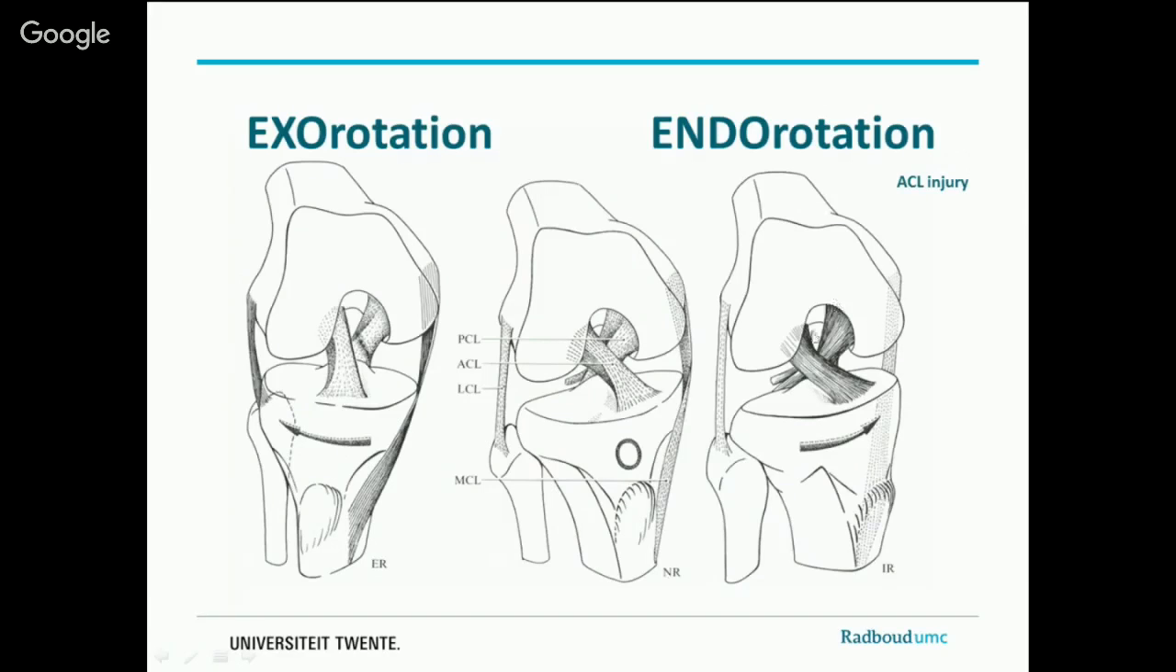So we talked about exo-rotation and endo-rotation. An endo-rotation typically means that you internally rotate your foot, so inwards, relative to your femur, and then you can rupture the ACL. And so this causes ACL injury.